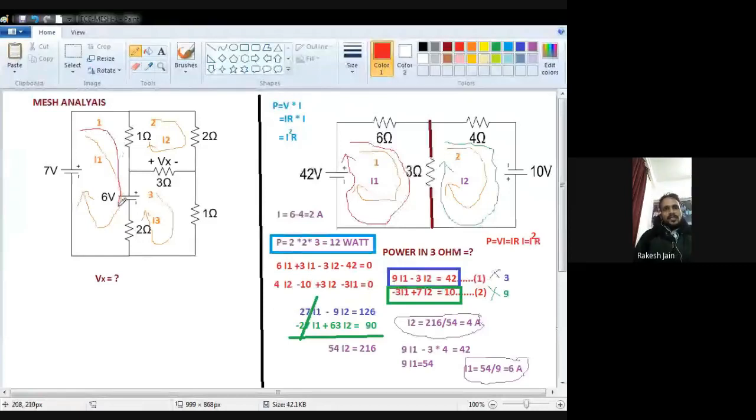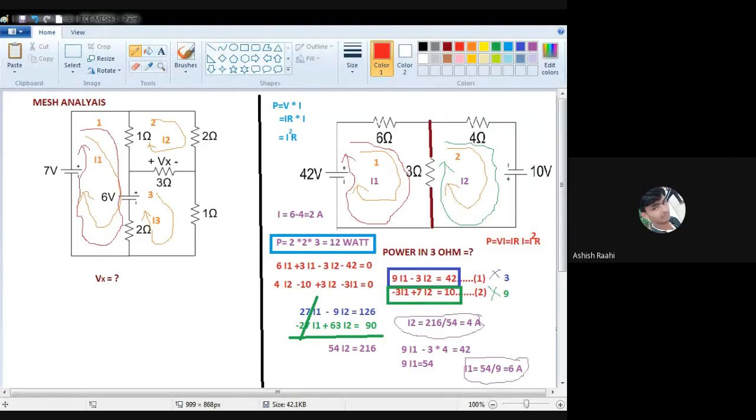Then a 2 ohm resistance is there. My current is I1, so I write plus 2 I1, but another current I3 also passes through this 2 ohm resistance from the opposite direction, so I write minus 2 I3. Then I come here and the minus sign of the battery comes first, so I write minus 7. Okay, can I write down the equation for the first mesh? Tell me, yes sir. Do you understand the meaning of the first mesh equation? Yes, okay, very good.